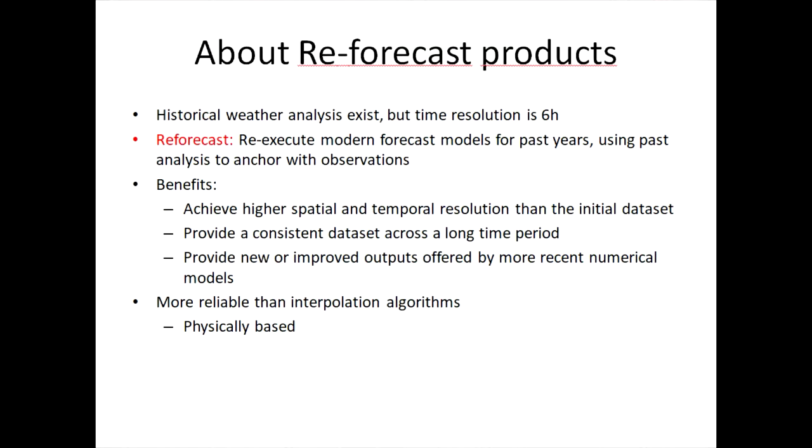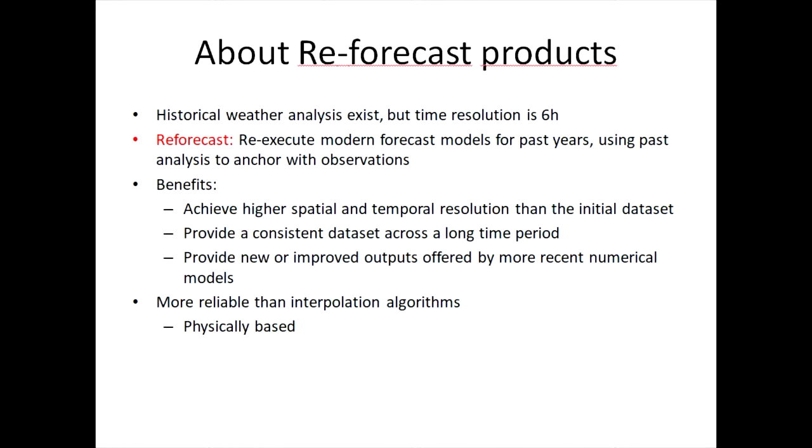Now, on the next slide, I want to present another approach to looking at past weather data, and we call it the reanalysis or reforecast product. Environment Canada is interested in producing these forecasts. So what is it? Well, there are weather analyses, which I explained earlier, that are available and that were produced at the global scale by the European centre and a few other groups. But the time resolution is 6 hours, and the space resolution is a bit rough.